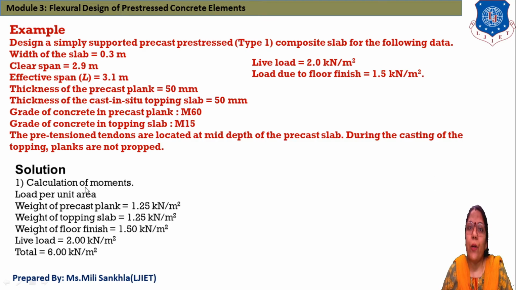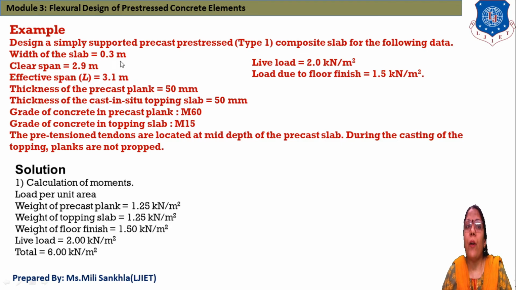First we calculate the moment and load per unit area. Weight of precast plank is 1.25 kN per meter square. Weight of topping slab is 1.25 kN per meter square. Weight of floor finish is 1.5 kN per meter square and live load is 2 kN per meter square. The summation of these loads is equal to 6 kN per meter square. This is the total load on this pre-stressed concrete member, our one-way slab.